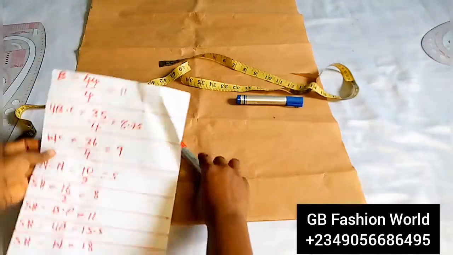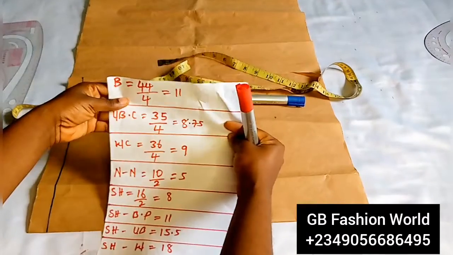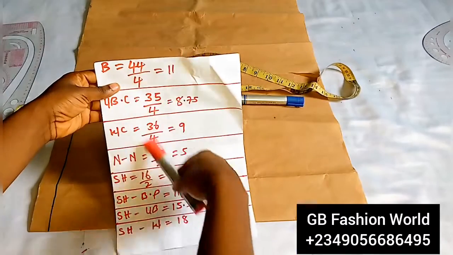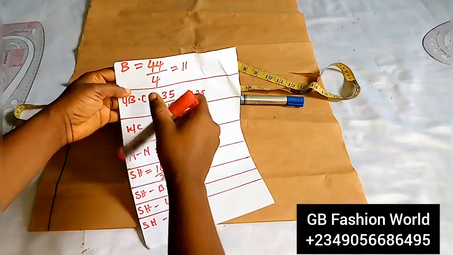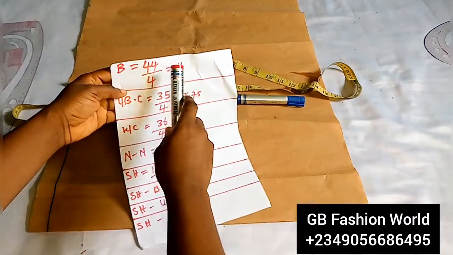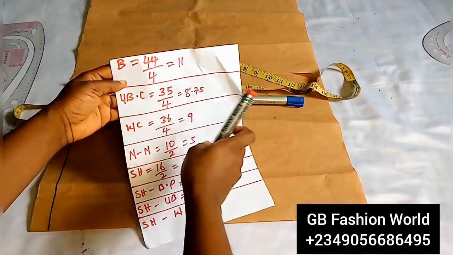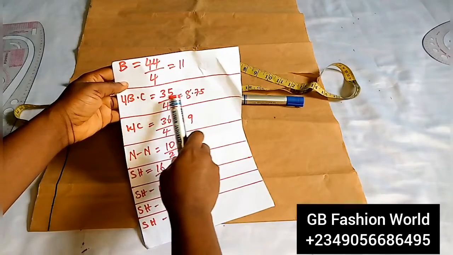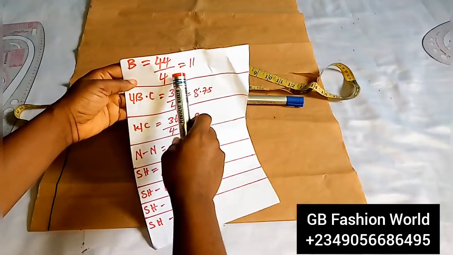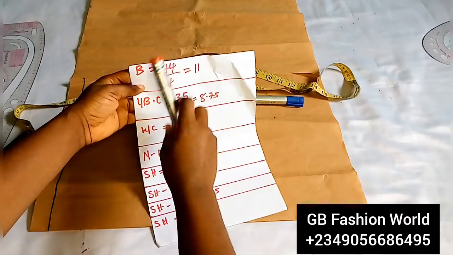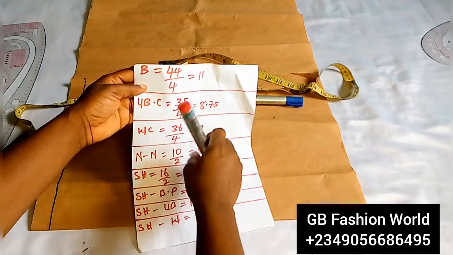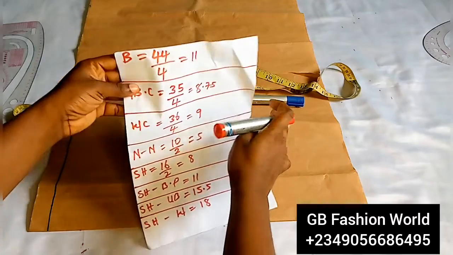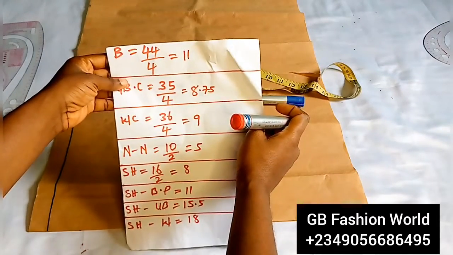So to get started, I have some measurements written out here. I have the person's bust circumference as 44 inches, the person's under bust circumference as 35 inches. So the difference between the bust circumference and under bust circumference from these two measurements is 9 inches. So obviously the person is busty.